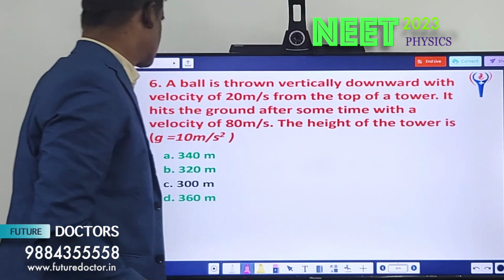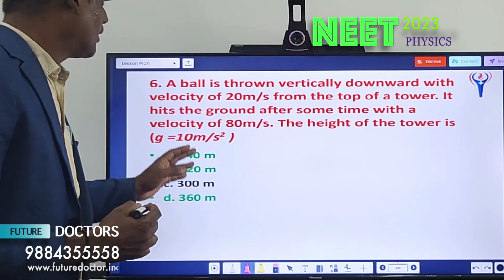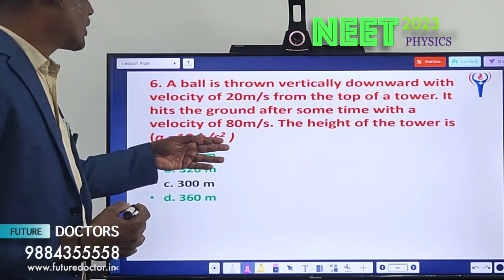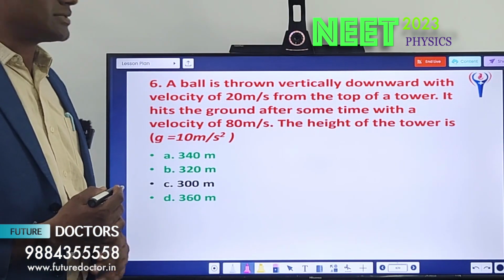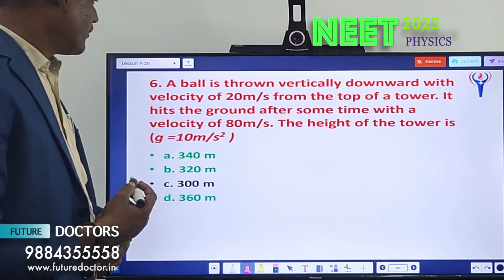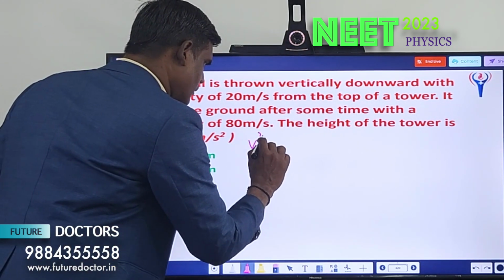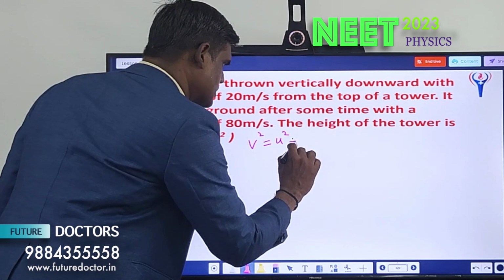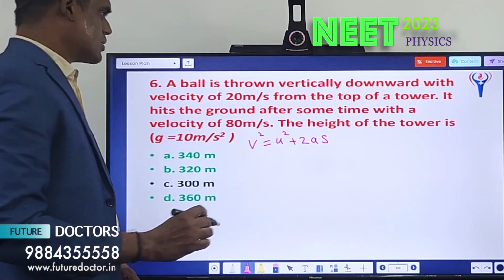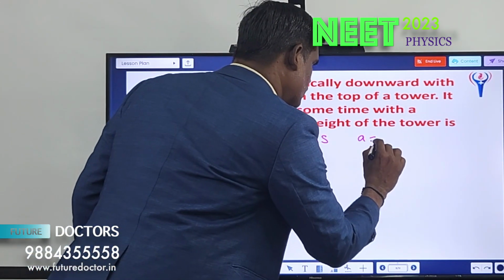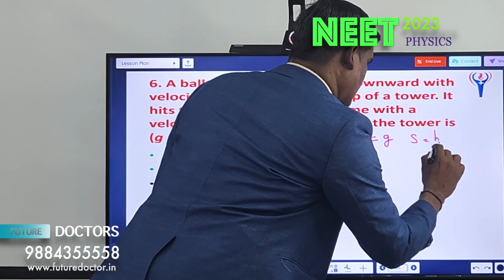Let's move to question number 6. A ball is thrown vertically downward with a velocity of 20 meters per second from the top of a tower. It hits the ground after some time with a velocity of 80 meters per second. The height of the tower is dash. You have to apply the third equation of motion, v square equal to u square plus 2as. The ball is thrown vertically downwards, therefore a equal to plus g, and the displacement s equals the height.